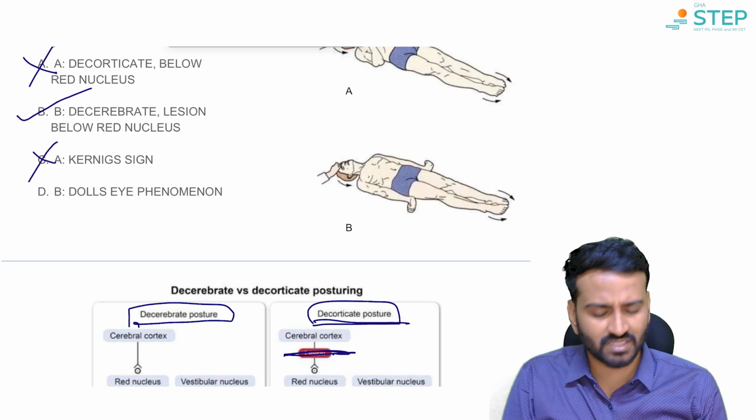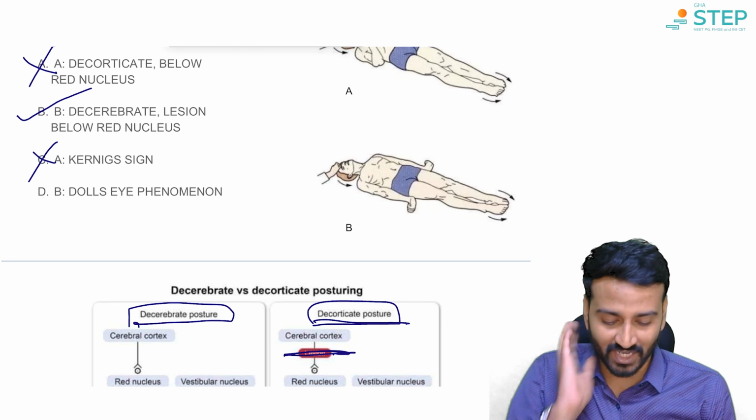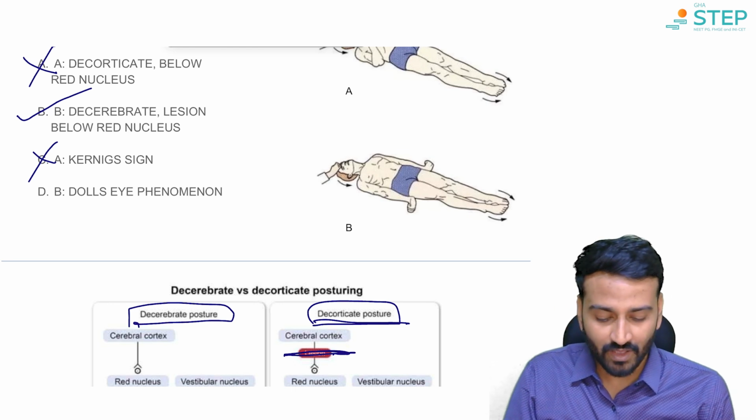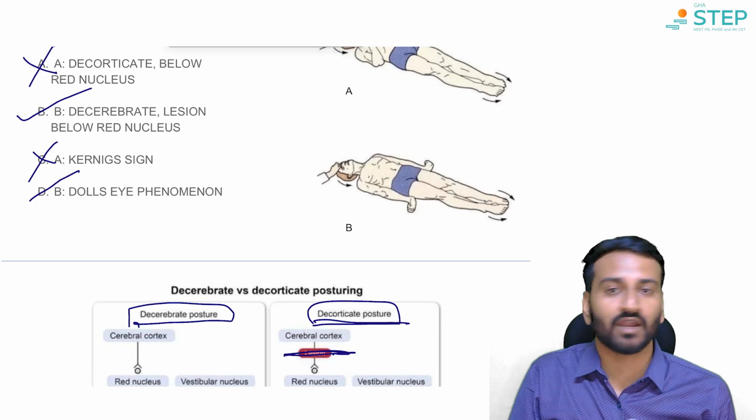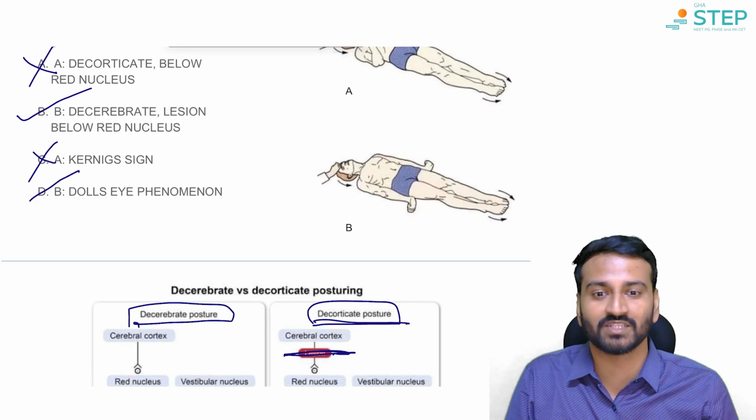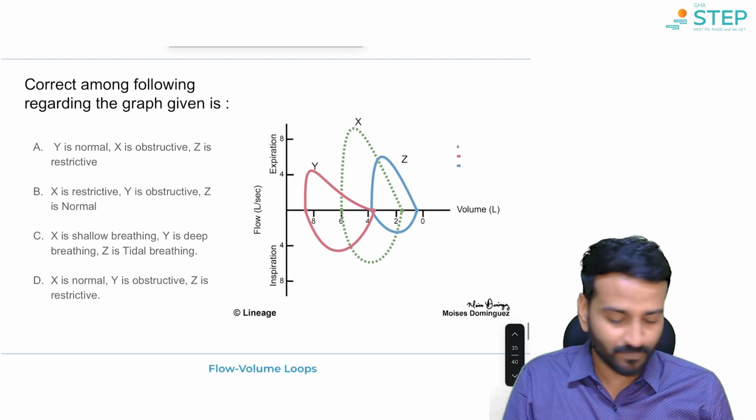Kernig sign and Brudzinski sign, it is not. It is for meningeal irritation in meningitis when you flex the head. And this is the Doll's eye phenomenon, where you move the head right and left to check brainstem intactness in a brain death or traumatic brain injury case. Perfect.